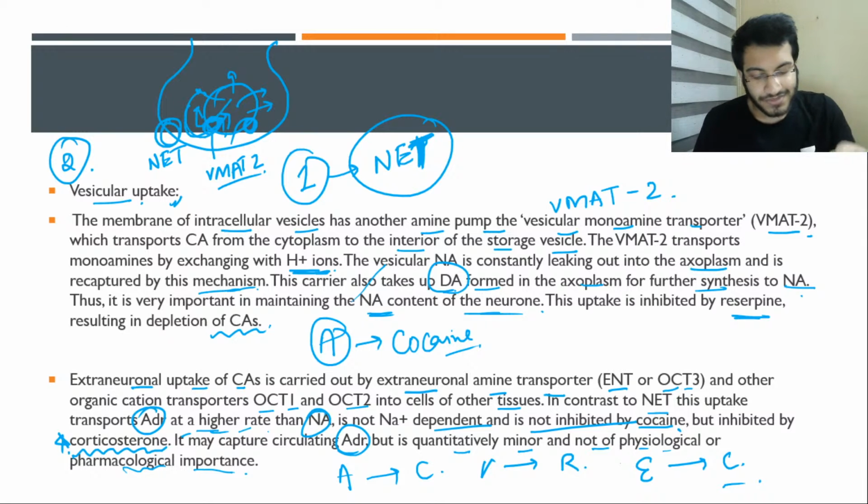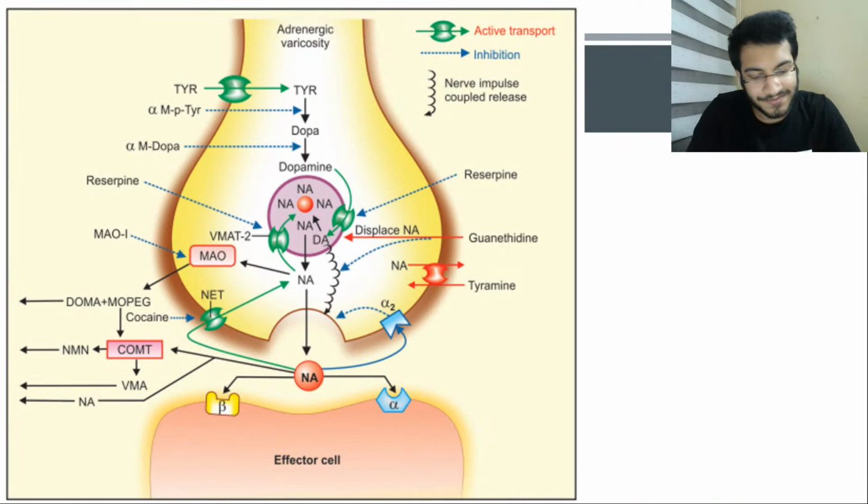Right? So like I told you earlier, only two types are important. So the two that are important are axonal and vesicular. Right? And now let's move further.